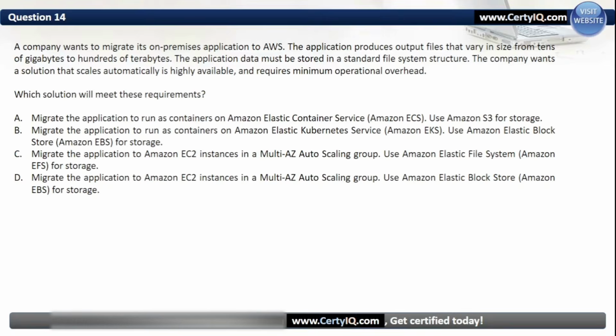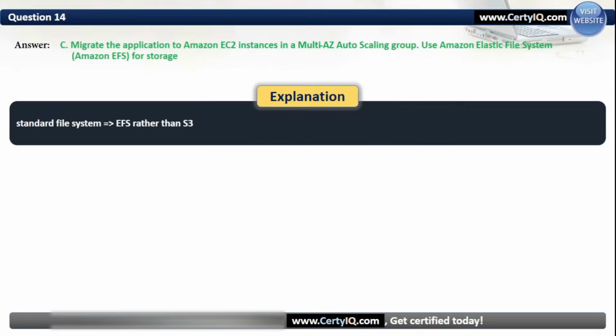The correct option is C. Migrate the application to Amazon EC2 instances in a multi-AZ Auto Scaling group. Use Amazon Elastic File System for storage. For a standard file system, we use EFS rather than S3.